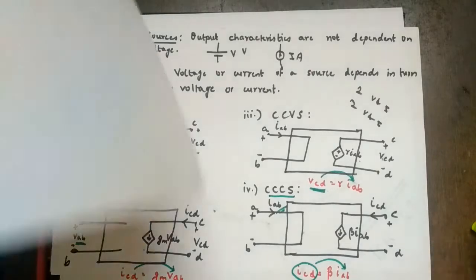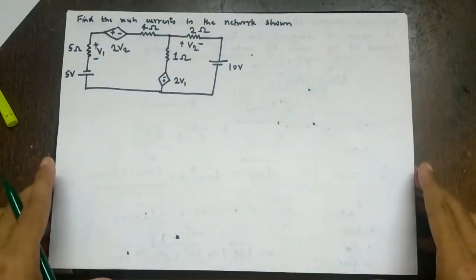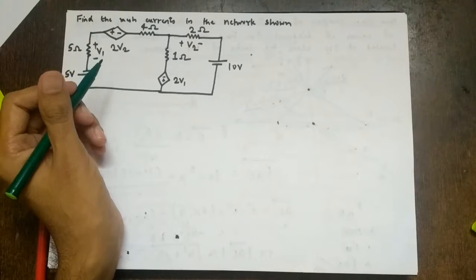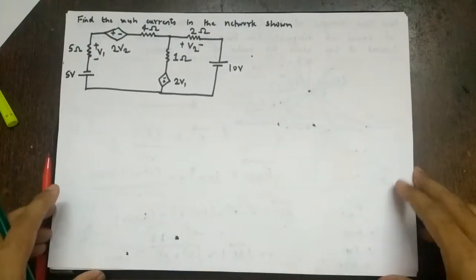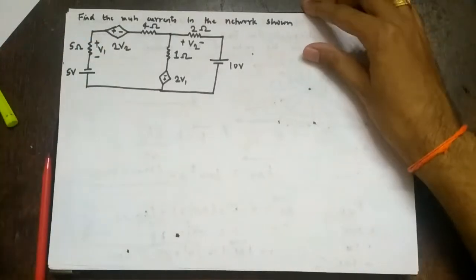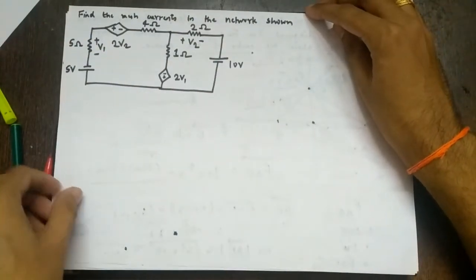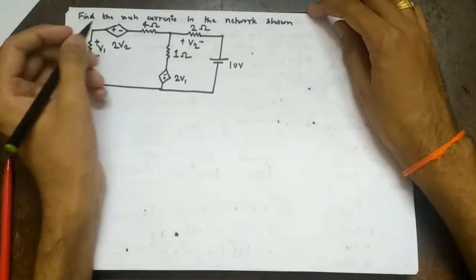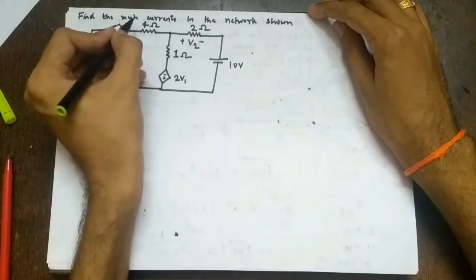So first part is mesh analysis using dependent sources. So we have already revised mesh analysis, super mesh analysis, node analysis, and super node analysis. So we'll again go through them one by one, but using dependent sources. Okay. So this is the first question. Find the mesh currents in the network shown. So what are mesh currents? The things which we were taking clockwise are called mesh currents or loop currents. Strictly speaking, mesh currents.